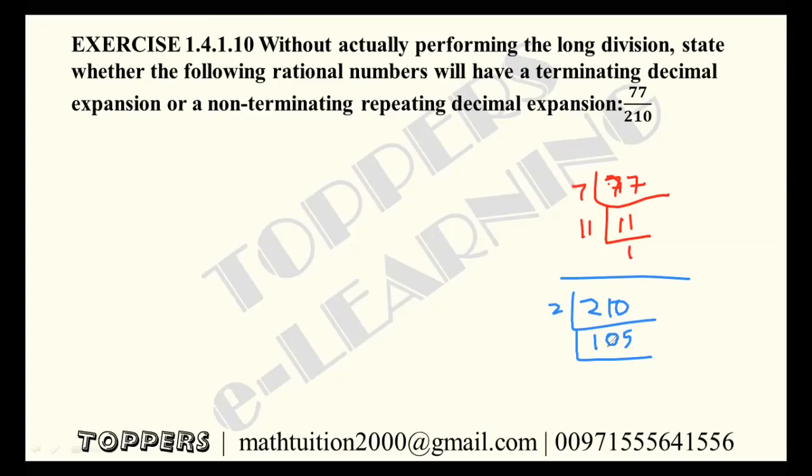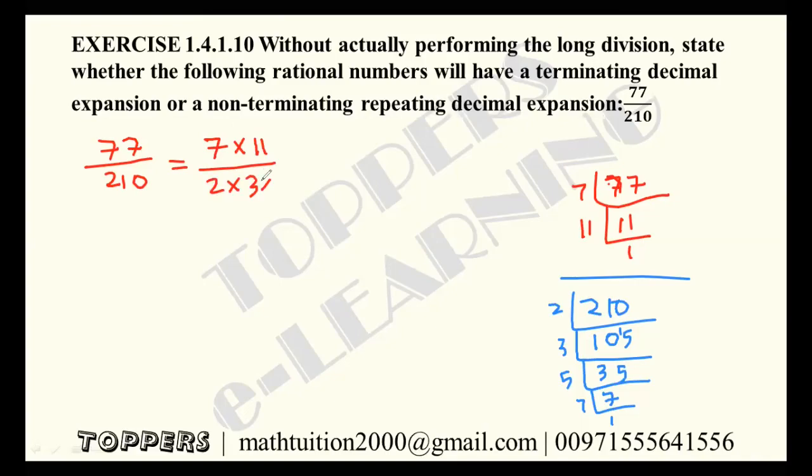Now 1 plus 3 is 6, so it can be divisible by 3. In 10, 3 times. 3 threes are 9, so remainder 1. In 15, 3, 5 times. Now again, 5, 7 times, 7, 1 time. So 77 by 210, you can write it as 77 is 7 times 11, and 210 is 2 into 3 into 5 into 7. Correct?